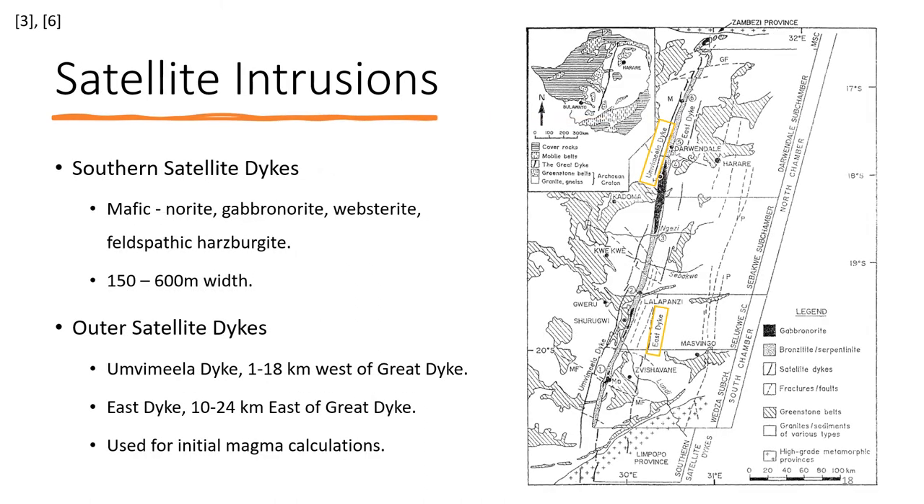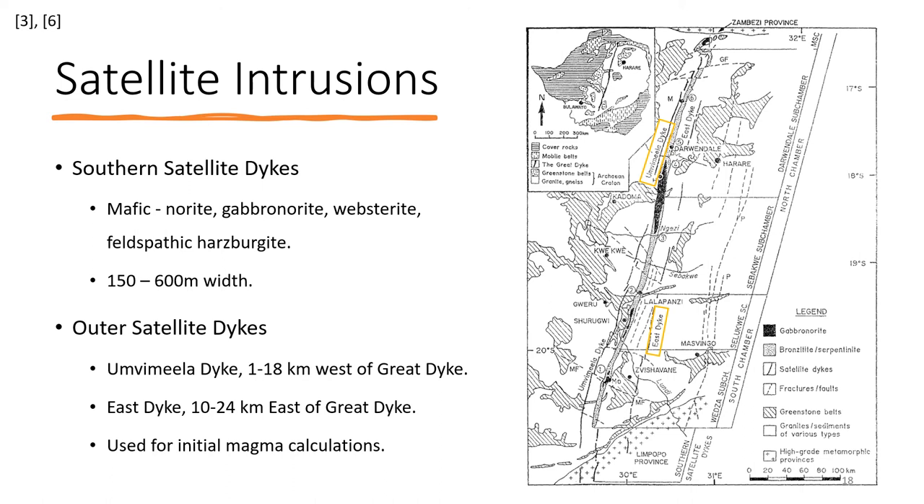I also wanted to highlight some satellite intrusions, and these can be grouped into two groups. First, the southern satellite dikes, of mafic composition. You can see the rock types on the screen are similar to the Great Dyke itself, and for scale, they are about 150 to 600 kilometers in width.